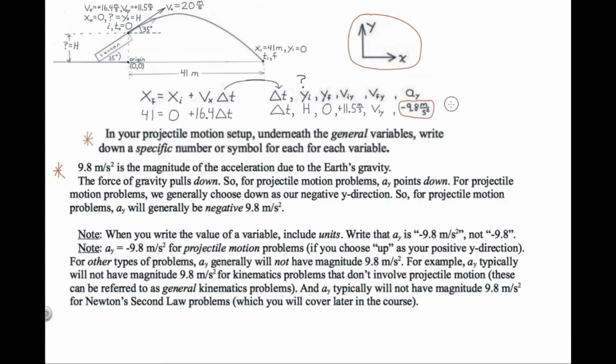For projectile motion problems, if we choose up as our positive y direction, then a sub y is negative 9.8 meters per second squared. 9.8 meters per second squared is the magnitude of the acceleration due to the Earth's gravity. The force of the Earth's gravity pulls down, so for projectile motion problems, a sub y points down. Since we chose up as our positive y direction, a sub y is negative. This negative sign is crucial. If you leave out this negative sign, you will get the problem wrong.